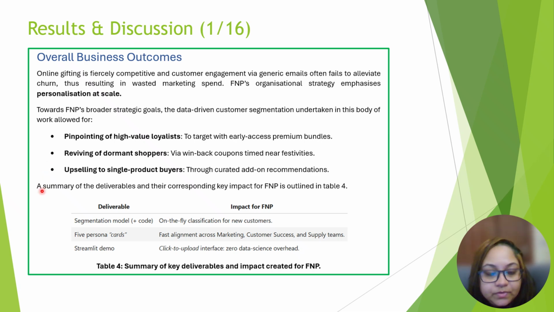A key summary of the deliverables and their corresponding key impact for FNP is outlined in Table 4. The deliverables were the segmentation model, which is the best performing segmentation model, including the code. And this was integrated via Streamlit integration for on-the-fly classification of new customers.